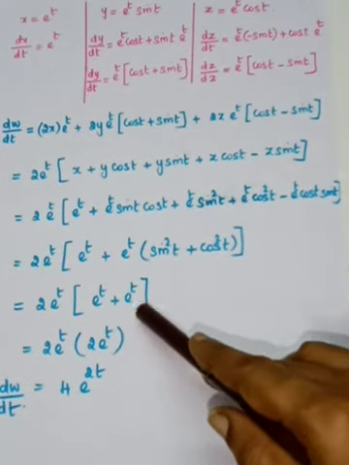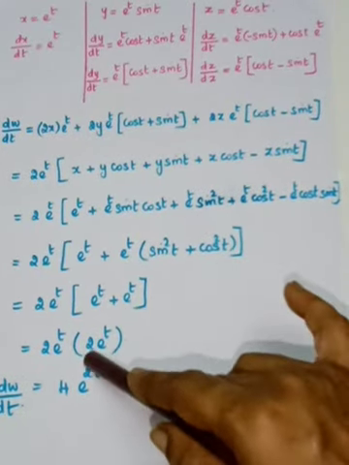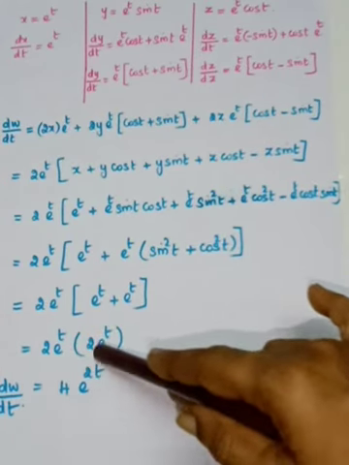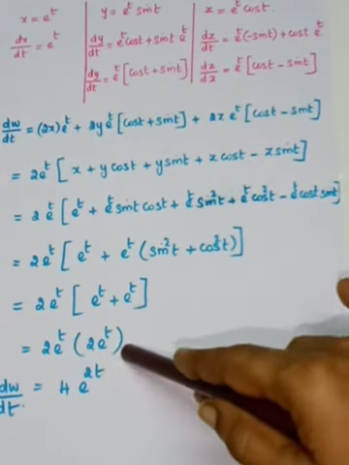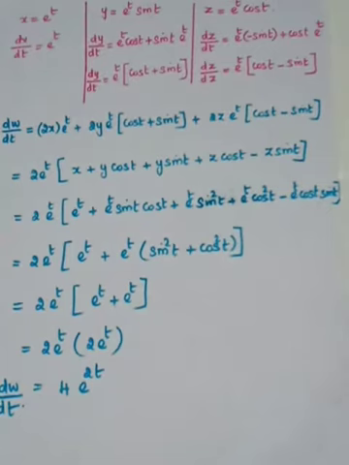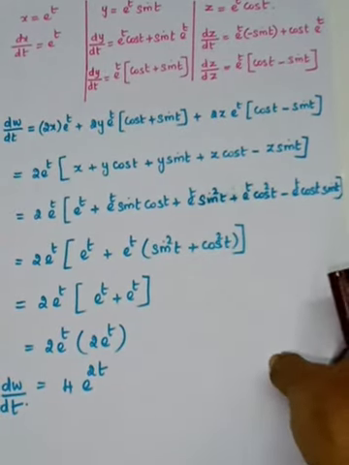So e power t plus e power t, what is it? 2 e power t. If you multiply, 2 twos are 4. e power t into e power t is e power 2t. That is your dw by dt.